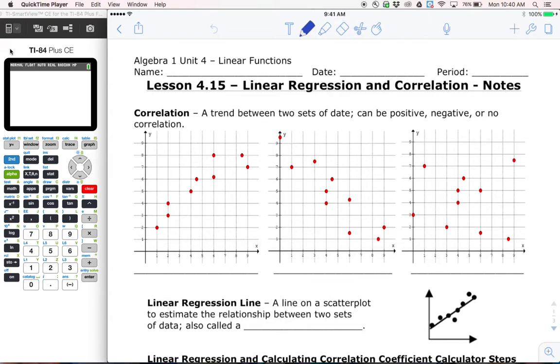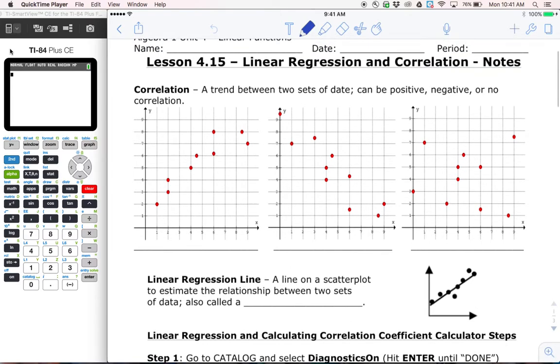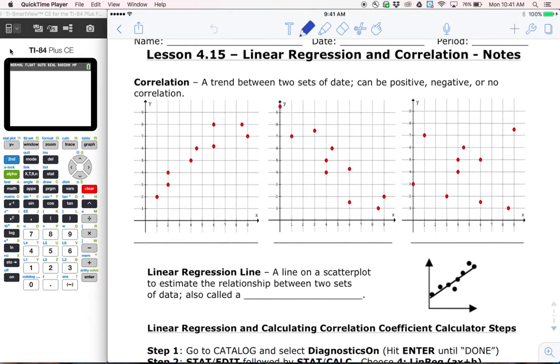Lesson 4.15, Linear Regression and Correlation. Today we are talking mostly about scatter plots, because when we talk about linear regression and correlation, we're really talking about what our calculator does when we use stat edit. So we're getting an equation from essentially points.